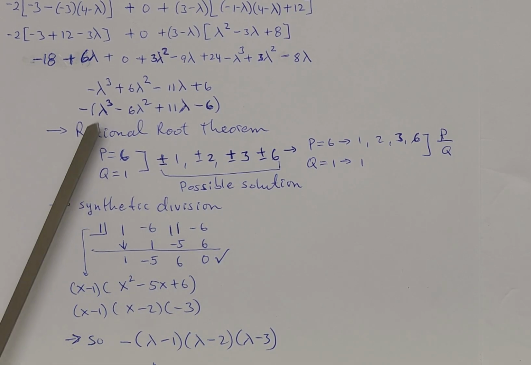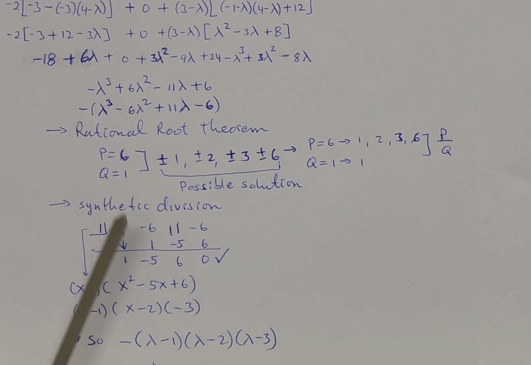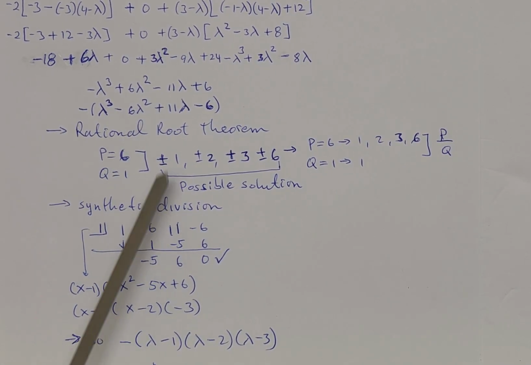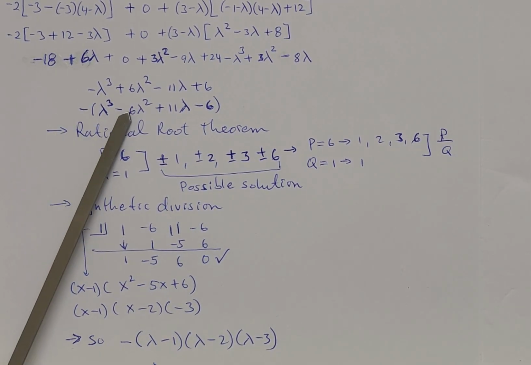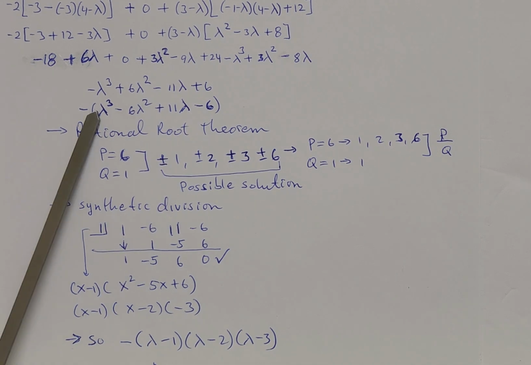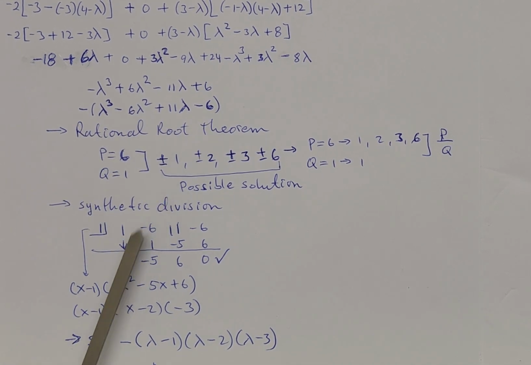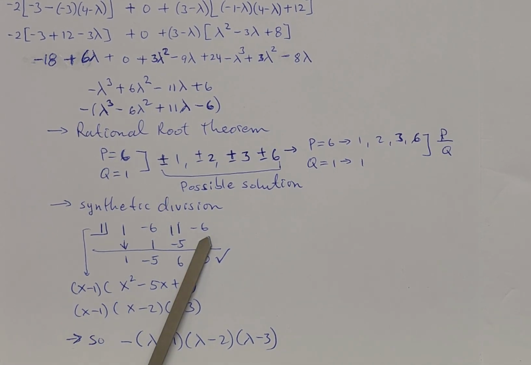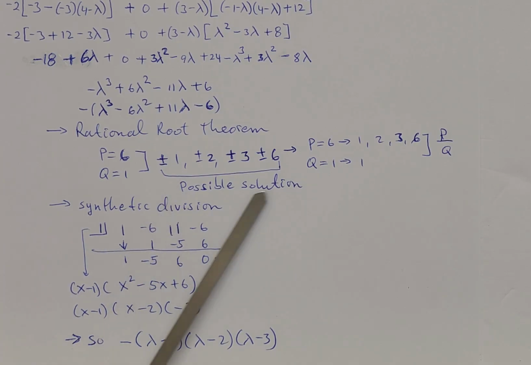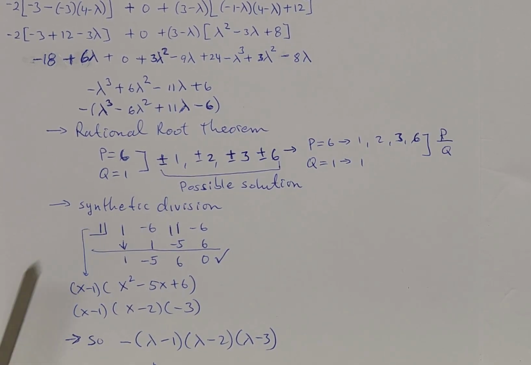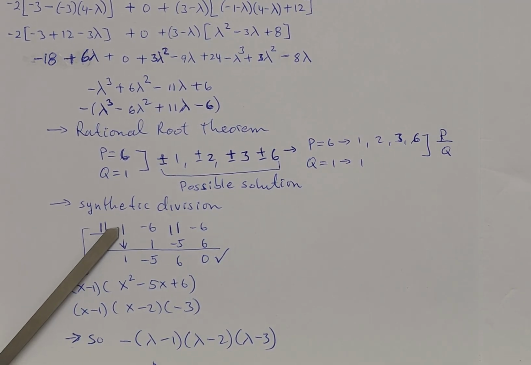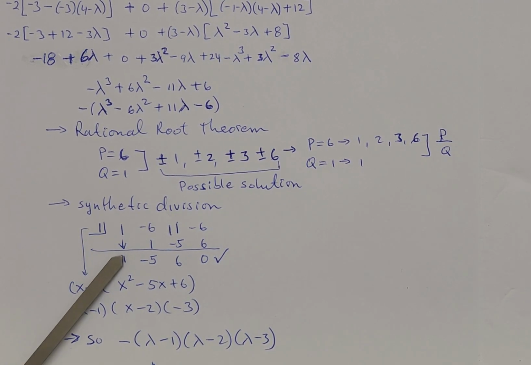Write down the 1. The 1 is right here. Negative 6 is here. 11 is here. Negative 6 is here. So using synthetic division, only take the coefficient of each term: 1, negative 6, 11, and negative 6. That's what I have here. Now I'm going to use the possible solution, so I'm going to start out with positive 1. So here's the positive 1. In synthetic division, always bring the first one down.